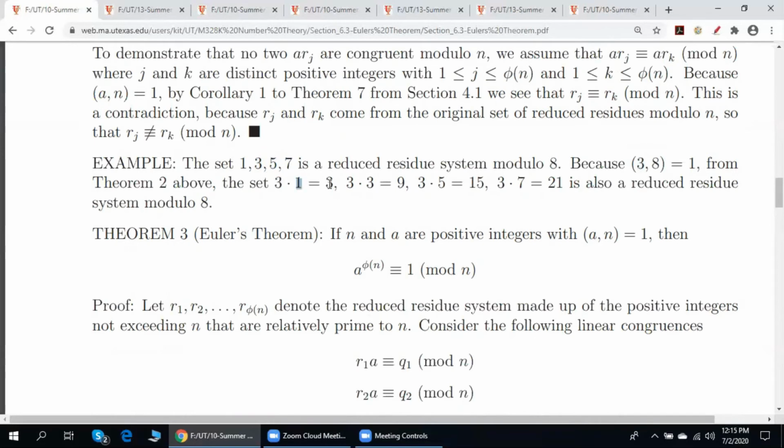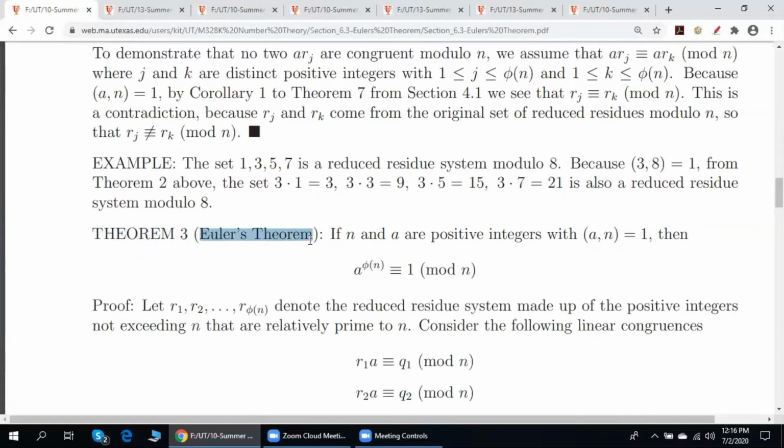3 times 1 is 3. 3 times 3 is 9, 15, 21. By theorem 2 above, this set of the numbers 3, 9, 15, 21 is also a reduced residue system modulo 8. And now let us prove theorem 3.